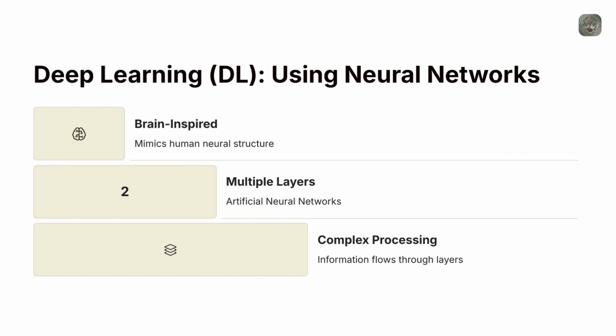Now let's zoom into deep learning, a specialized and powerful subset of machine learning. The core inspiration for DL comes from the structure and function of the human brain. It utilizes complex algorithms called artificial neural networks, ANNs. Imagine these networks as layers of interconnected processing units, conceptually similar to the neurons in our brains. Information flows through these layers, and each layer learns to recognize increasingly complex features or representations within the data. This deep, multi-layered structure is what allows DL models to tackle extremely intricate problems, especially with messy, real-world data.